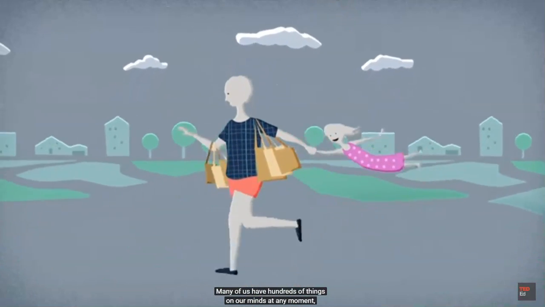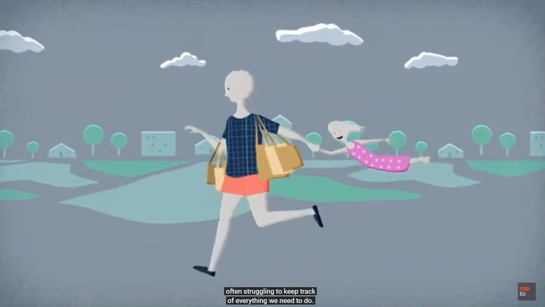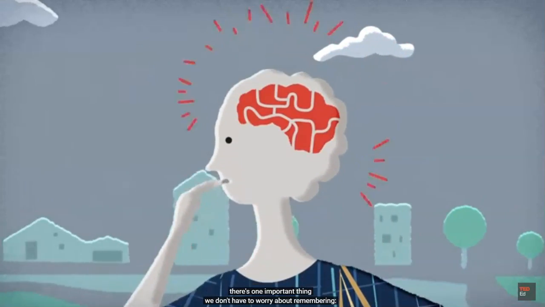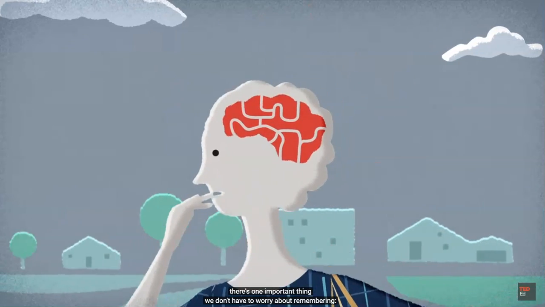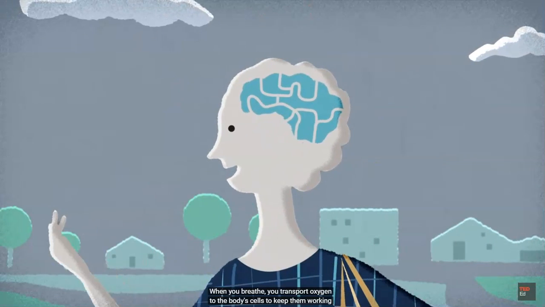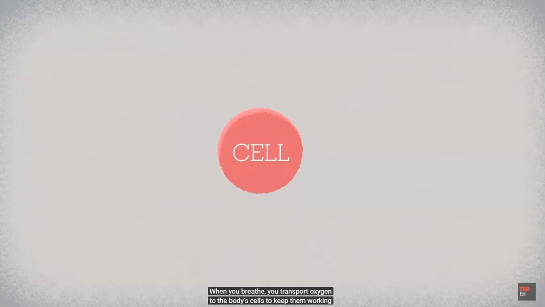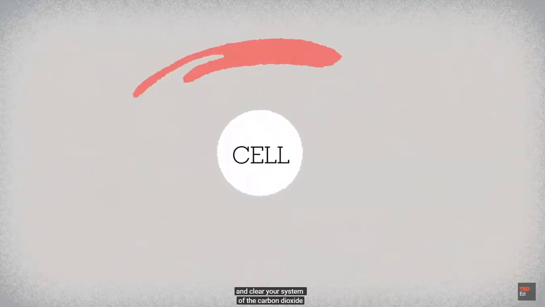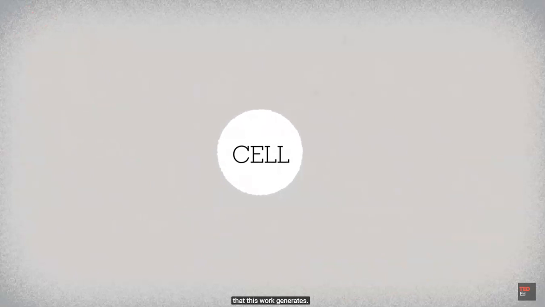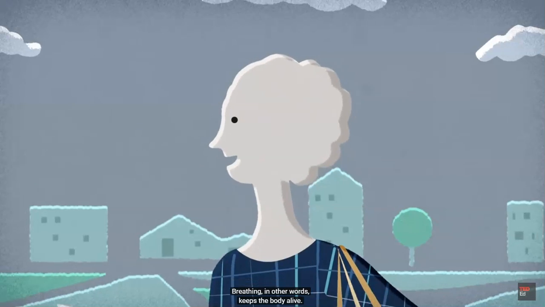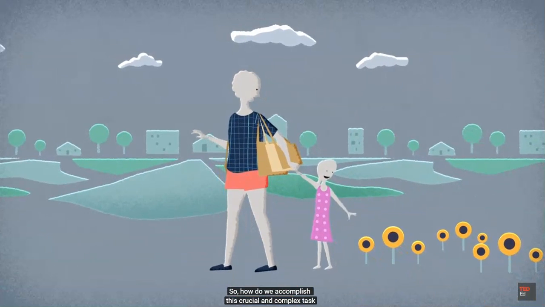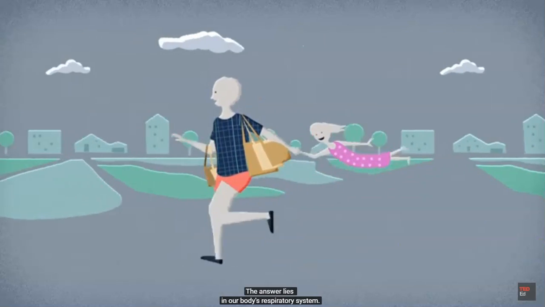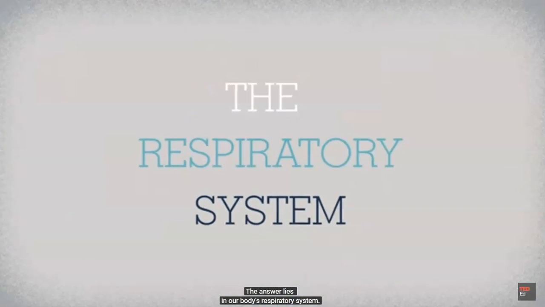Many of us have hundreds of things on our minds at any moment, often struggling to keep track of everything we need to do. But fortunately, there's one important thing we don't have to worry about remembering: breathing. When you breathe, you transport oxygen to the body's cells to keep them working, and clear your system of the carbon dioxide that this work generates. Breathing, in other words, keeps the body alive. So how do we accomplish this crucial and complex task without even thinking about it? The answer lies in our body's respiratory system.